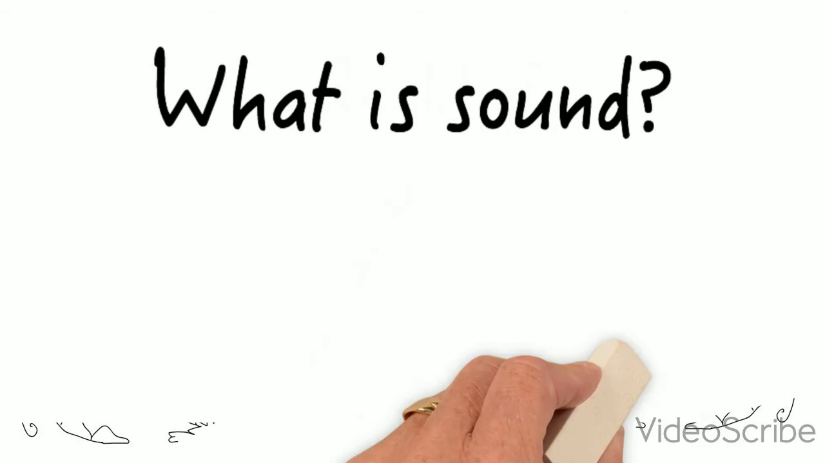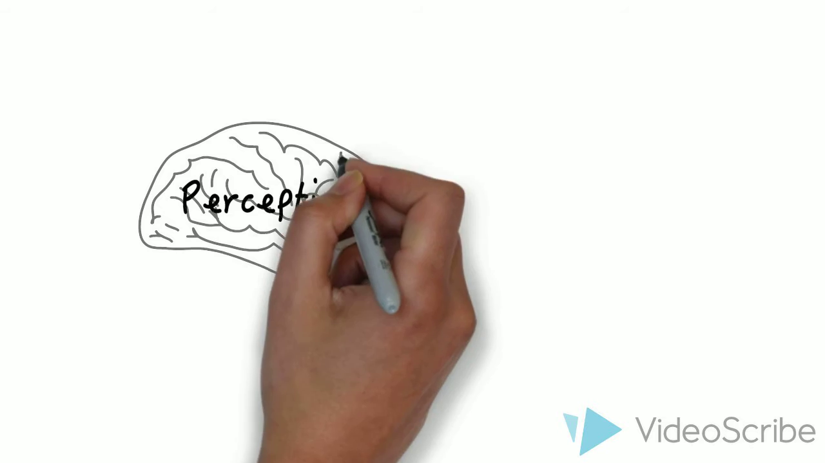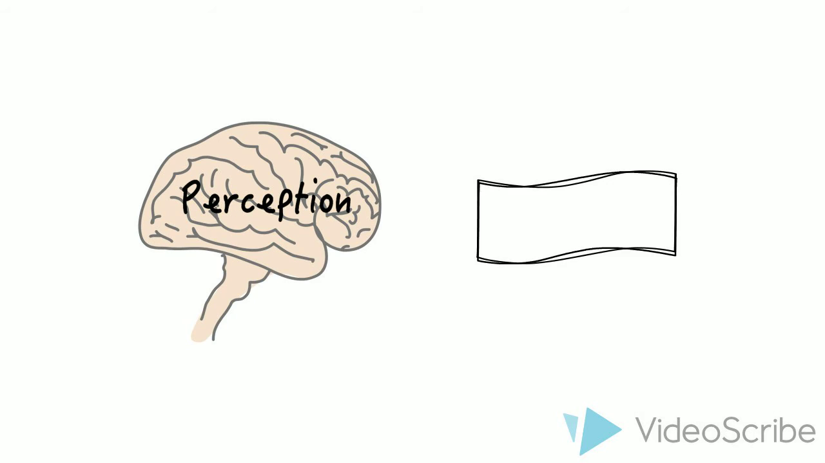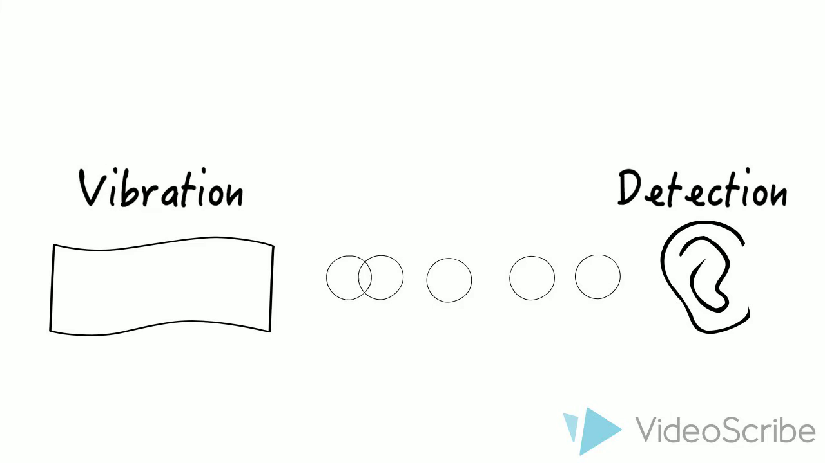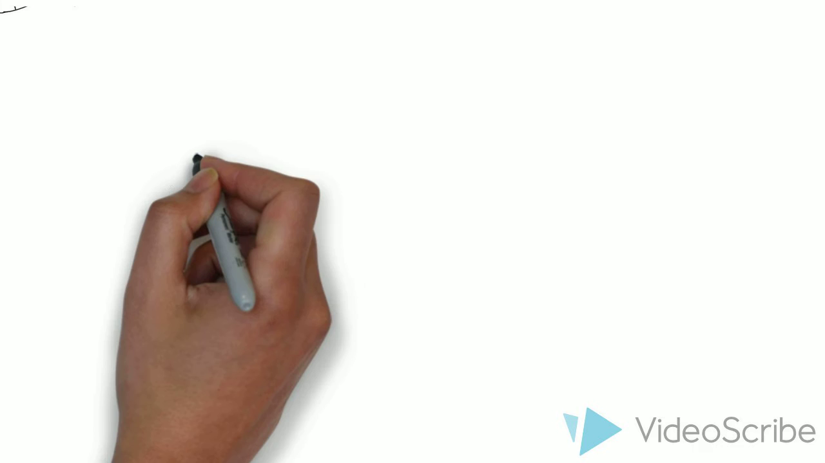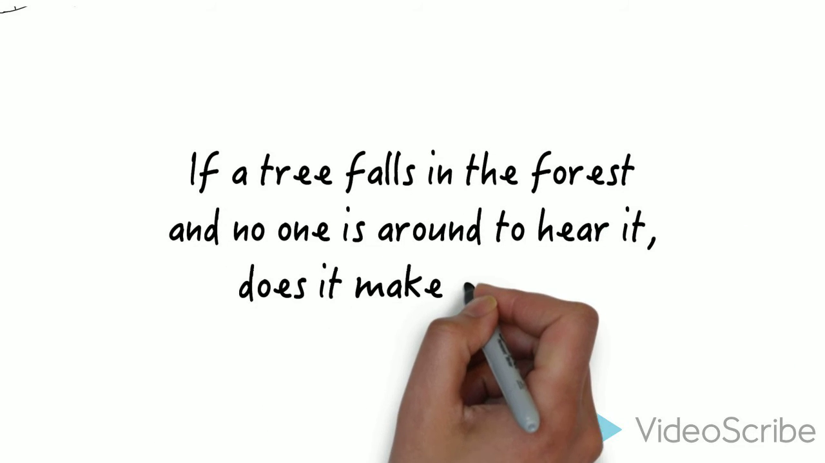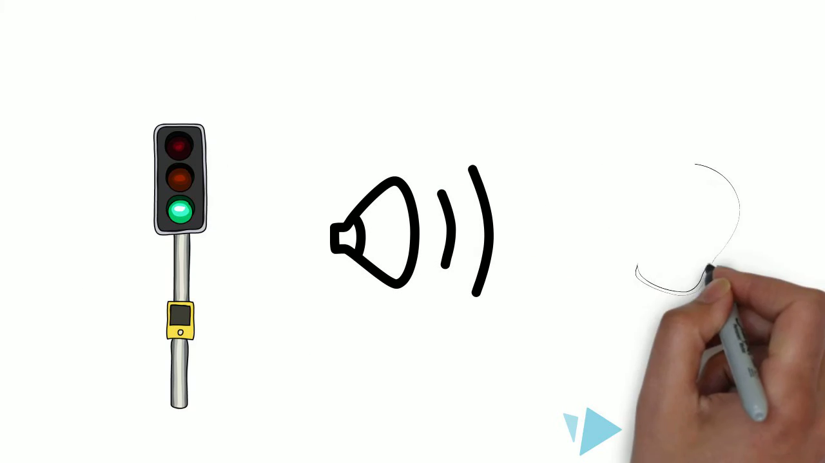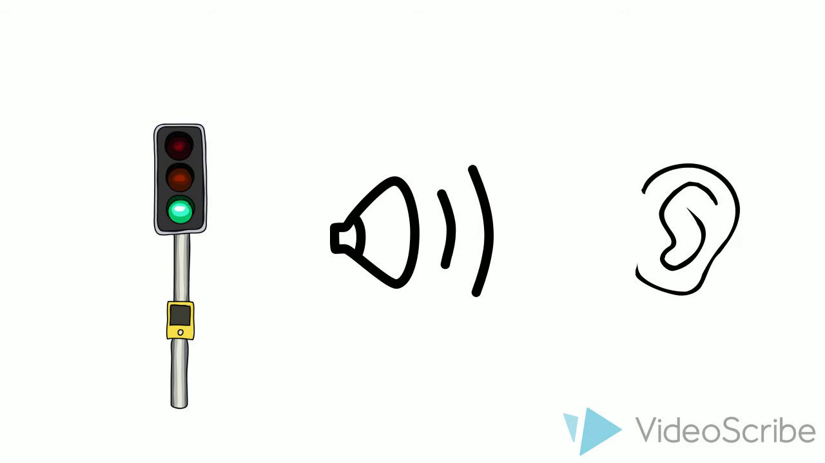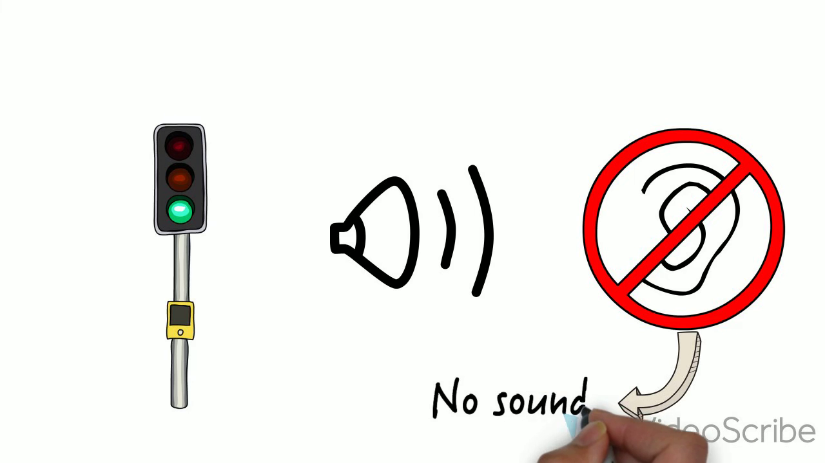Which brings us back to the questions we posed at the start. What is sound? Apparently, sound is a perception in our brain which is caused by a source of vibration. Between the initial vibration and our detection of the sound, there is a jostling of molecules as the sound travels from where it starts to where we hear it. So in terms of the original question, if a tree falls in the forest and no one is around to hear it, does it make a sound? The answer is obviously no. Sound requires both a start of the jostling and the perception at the end. So if you don't have anyone around to hear it, then there is no sound made.